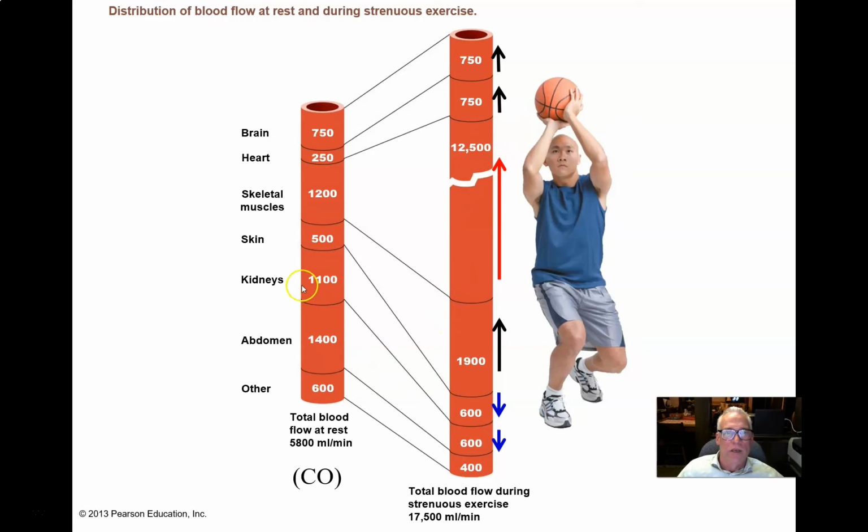Let's take a look. Kidneys were getting 1.1 liters per minute. Now they're only getting 600 mils. The abdominal organs were getting 1,400 mils per minute. Now they're only getting 600. So big drops in the flow to those organs. All that extra blood flow is going to go to the muscles. Now the heart is going to autoregulate exclusively, so it will get the extra blood flow it needs to work harder to pump that extra cardiac output during exercise. The central nervous system still needs all of its blood flow. So the sympathetic nervous system diverts blood from organs that can spare it for the time being in order to maximize flow to the muscles, the heart, and the brain.